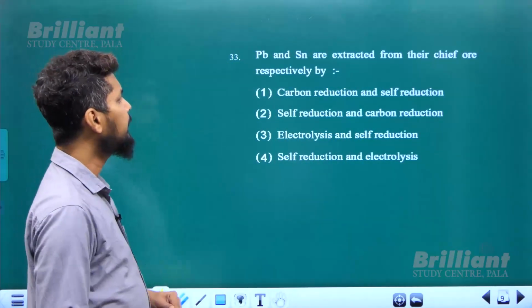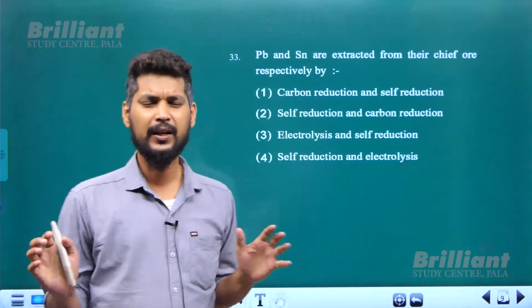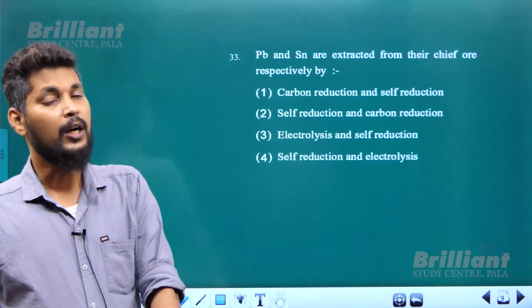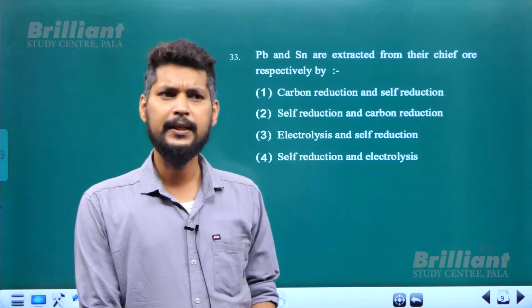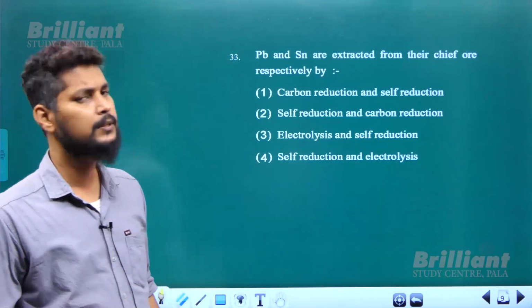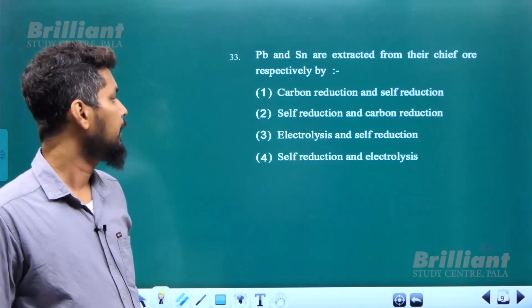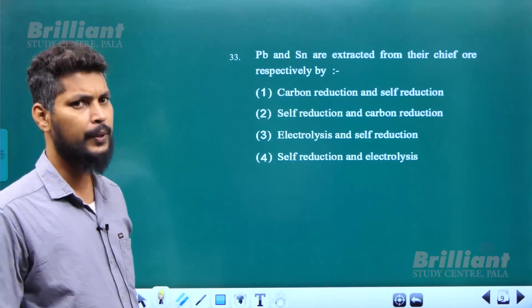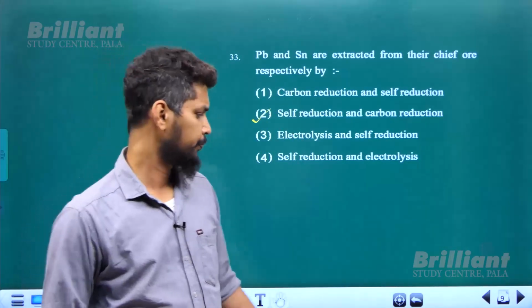Next, lead and tin are extracted from the chief ore respectively by this. These are a kind of theory-based question. You know that lead is reduced by self-reduction, and tin is reduced by carbon. Carbon is used as a reducing agent for tin. So lead by self-reduction and tin by carbon reduction. So the correct answer will be option 2.